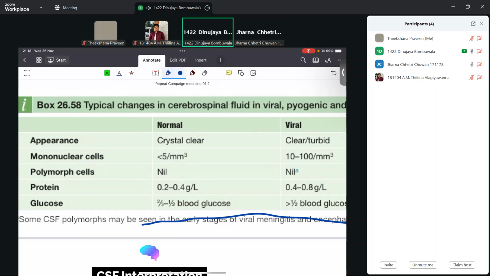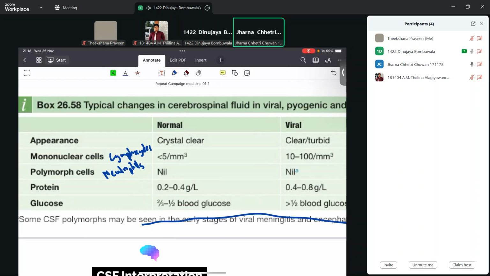It's better if we use the familiar terms, because we are not familiar with mononuclear cells and polymorph cells. If a term like this comes, you have to write the familiar term we are using. The mononuclear cells are lymphocytes, and polymorph cells are neutrophils. Then it will be increased. Protein will be increased and glucose will decrease.